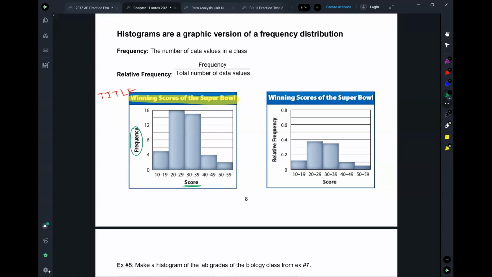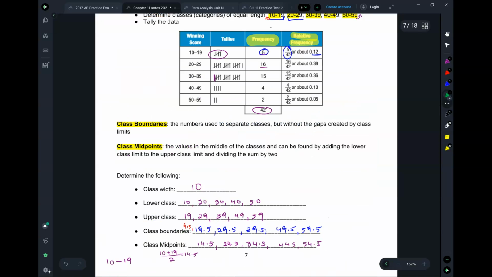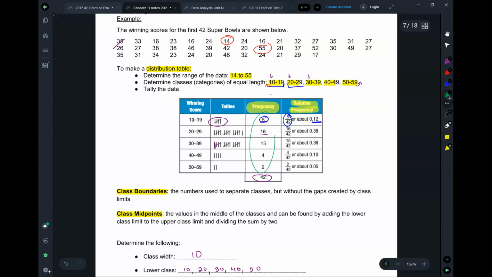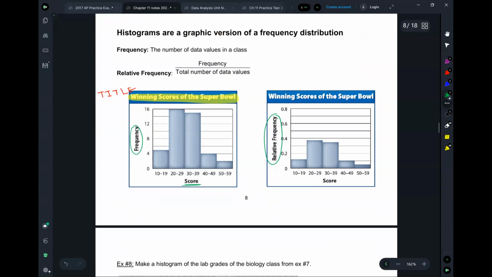The one on the right is for the relative frequency. The one on the left is for the frequency. If I scroll up here, this is what they made into a histogram. It's this table. So one graph shows the frequencies, another histogram shows the relative frequencies. You see the markings on the side are different. One goes up by decimals, 0.2, 0.4, 0.6.